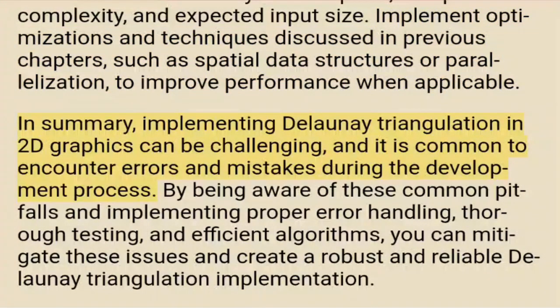In summary, implementing Delaunay triangulation in 2D graphics can be challenging, and it is common to encounter errors and mistakes during the development process. By being aware of these common pitfalls and implementing proper error handling, thorough testing, and efficient algorithms, you can mitigate these issues and create a robust and reliable Delaunay triangulation implementation.